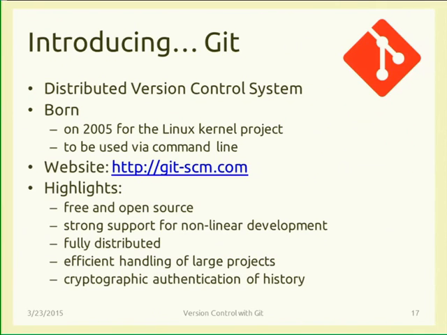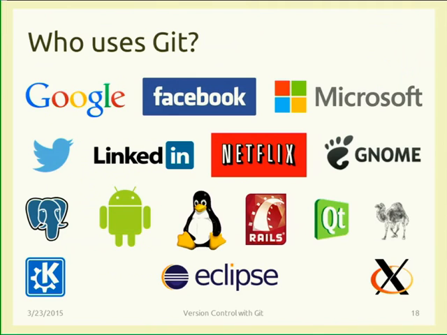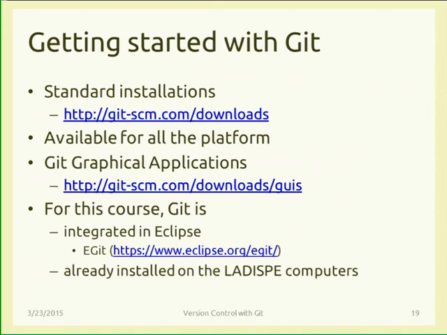Git is a distributed version control system. It was born in 2005 for handling the Linux kernel. It was created by the same person who created Linux, and is designed to be used via the command line. This is the website. It's free, open source, distributed, efficient at handling large projects, and reasonably secure for authentication of the history. Well, a lot of people use Git.